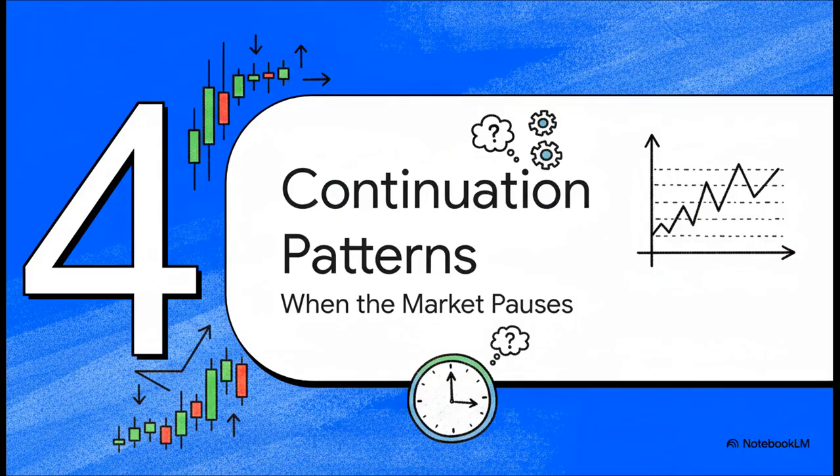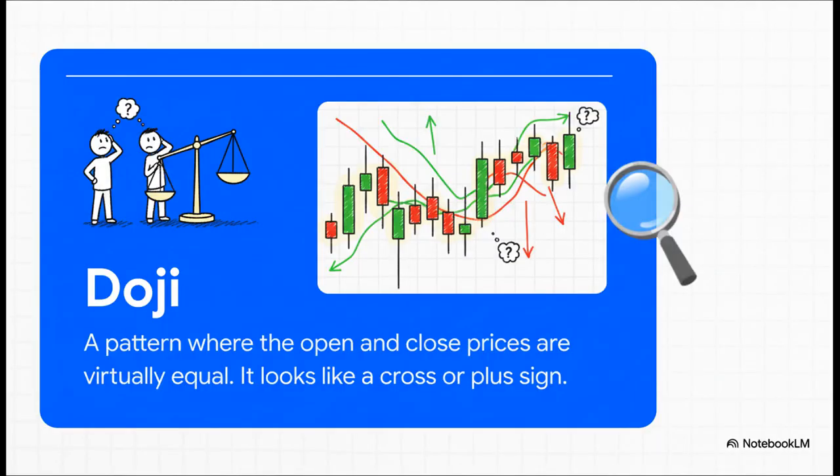You know, not every pattern signals some huge dramatic reversal. Sometimes the market just needs to pause. It needs to take a breath and figure out what it wants to do next. That's where continuation patterns come in. They often signal a moment of indecision. And let me introduce you to the ultimate symbol of indecision, the doji.